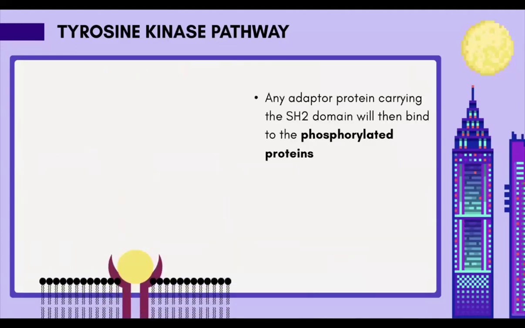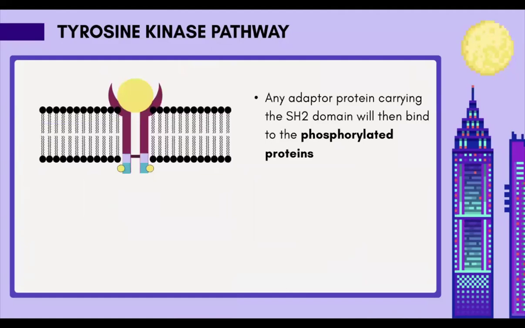And then what ends up happening is, as I mentioned, SH2 is binding to phosphorylated tyrosine protein. So any adapter protein that contains SH2 is going to come in and bind to these tyrosine residues, and then they're going to do a signal conduction forward. But that's all you need to know for the tyrosine kinase pathway.